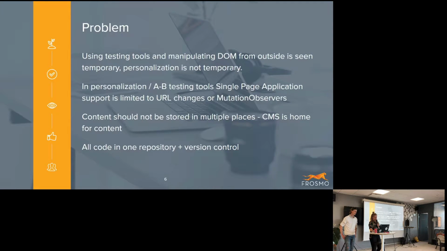Why is it difficult, and what are we trying to achieve? Have you been using A/B testing tools or software that inject code to the site through JavaScript? You know these? Usually we are guilty as well. We do it this way, usually, or used to do it this way. So manipulating the DOM from outside.